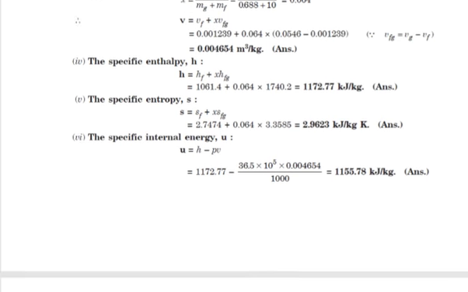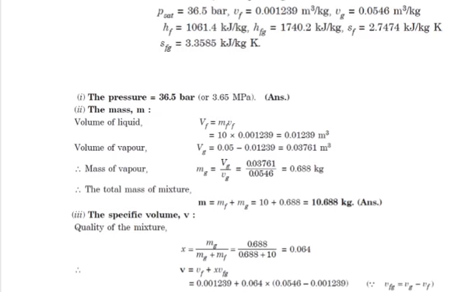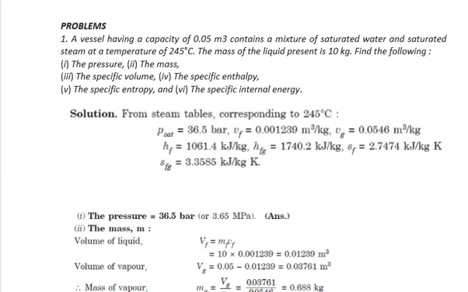1155.78 kilojoule per kg. In this numerical, what is given is a vessel having a volume, and this volume consists of steam and water at a temperature of 245, and 10 kg of liquid is present, but the mass of steam is not given. Then you have to determine, for this vessel in which the volume, temperature, and mass are given, the following factors: pressure, mass, enthalpy, entropy, energy. This is the end of the first numerical.